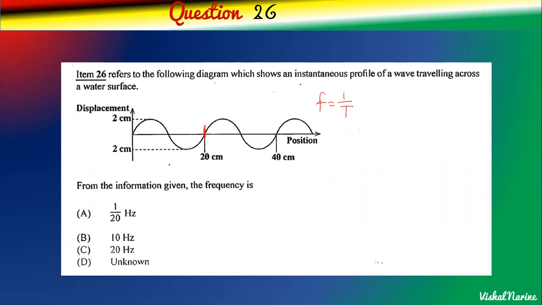A lot of you might be tempted to say, you know what, this is going to be 1 over 20. However, if you look here, this is not time. This is a measurement of distance or position, as it is saying here. If this was a graph with time, measuring seconds, then we could have used this formula. So for the wave that is shown, it is unknown, right? We cannot calculate the frequency based on what is expressed on the diagram. So the answer there is going to be D, unknown.